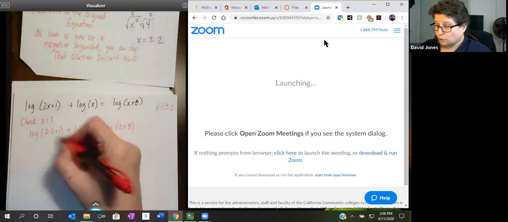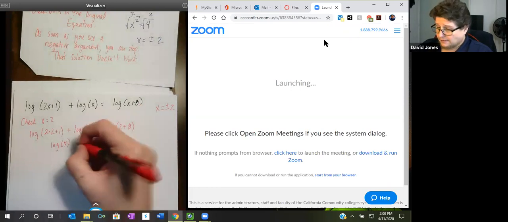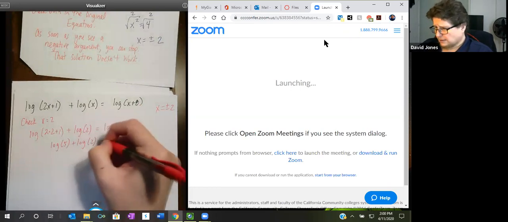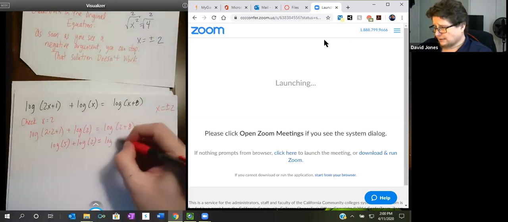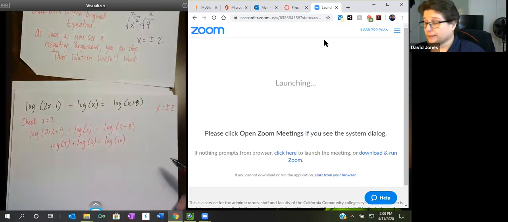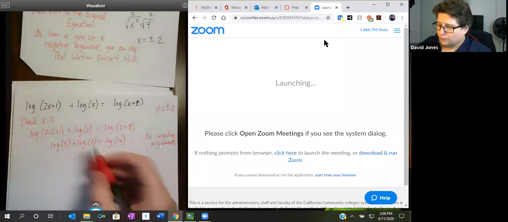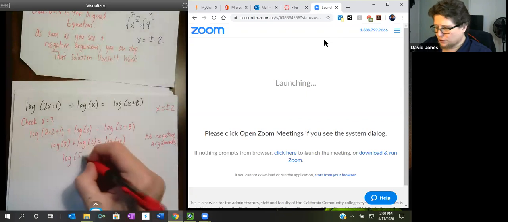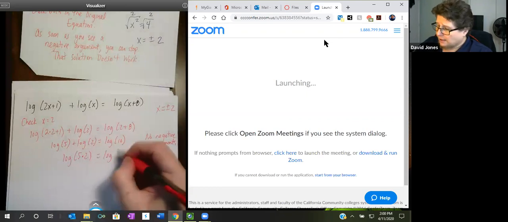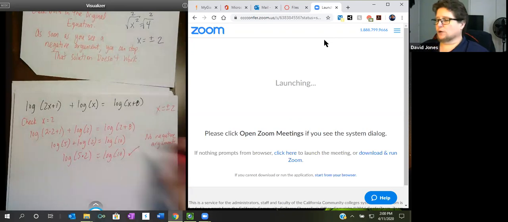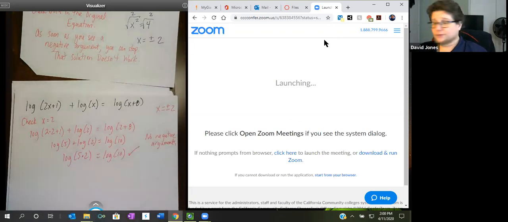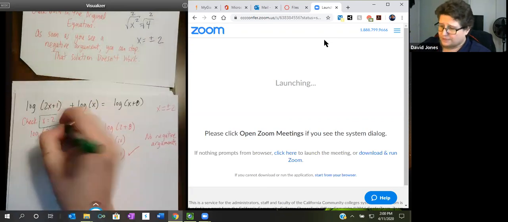2 times 2 is 4 plus 1 is 5, and 2 plus 8 is 10. I don't have any negative arguments. This should pan out. We can put this together as 5 times 2 using the properties, and we see that one does work. 5 times 2 is 10, and we get log base 10 on both sides. X equals 2 is a valid solution.